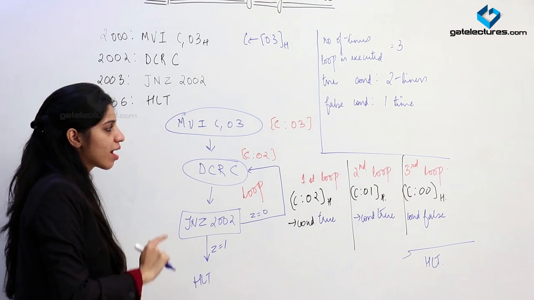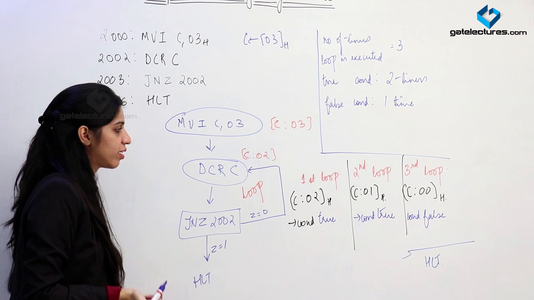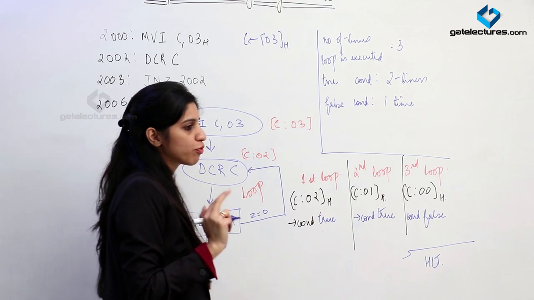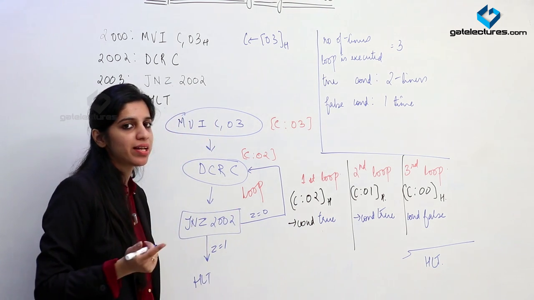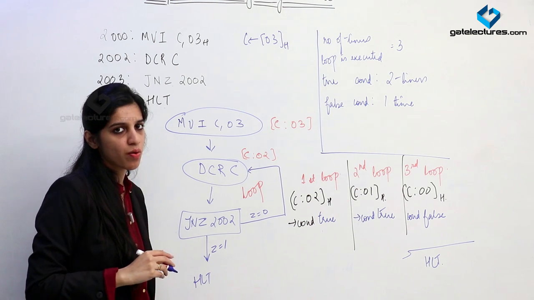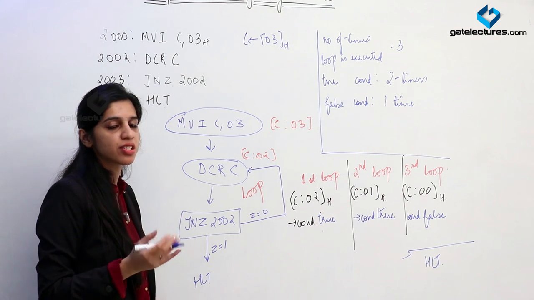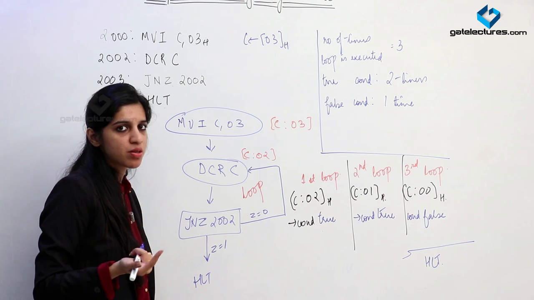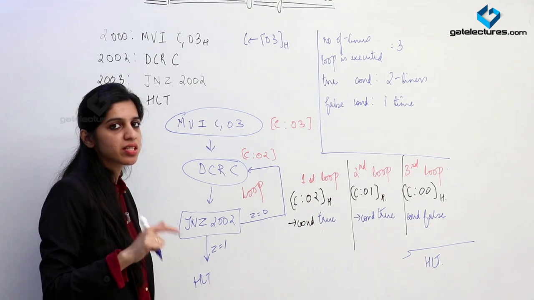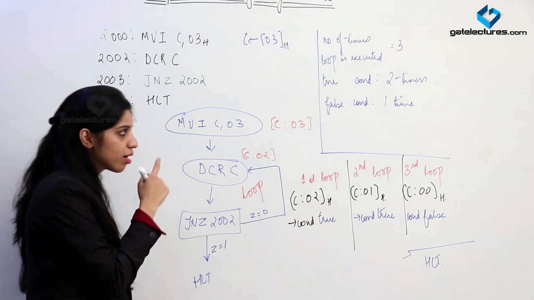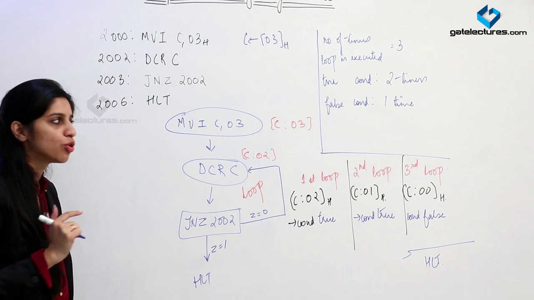See, if you have any idea of C language, there are 2 types of loops that we are studying there, do while and while. What happens in do while is, first you perform the task, then you check the condition. And what happens in while loop is, first you check the condition, then you perform the task. So the idea that we are using here is a do while.